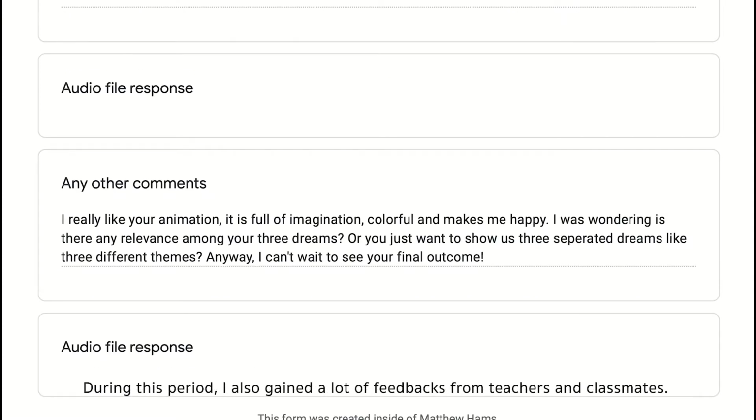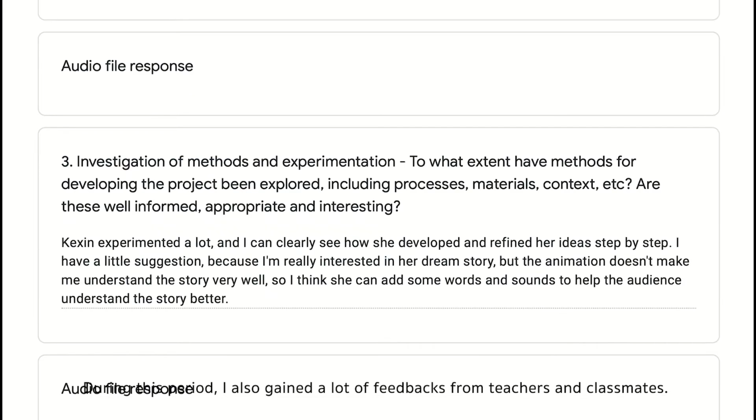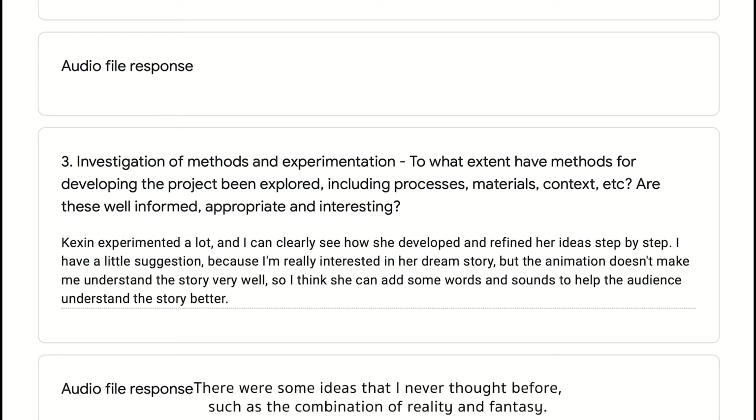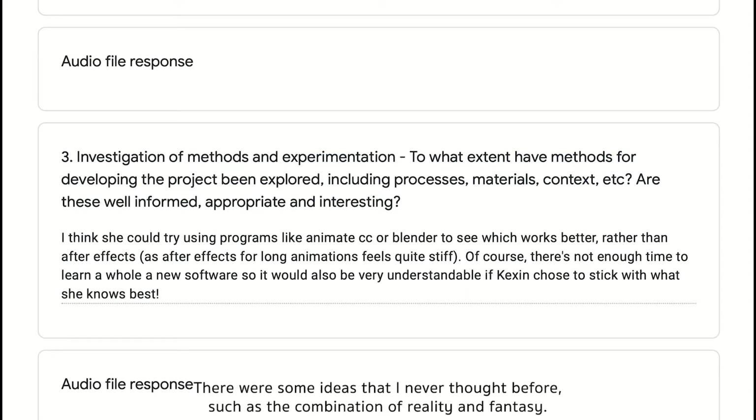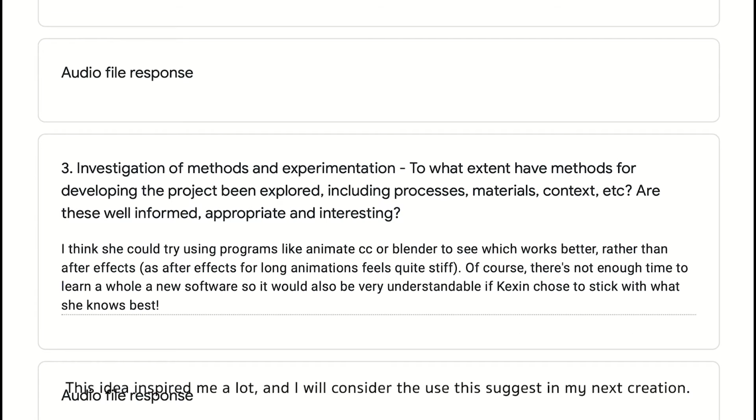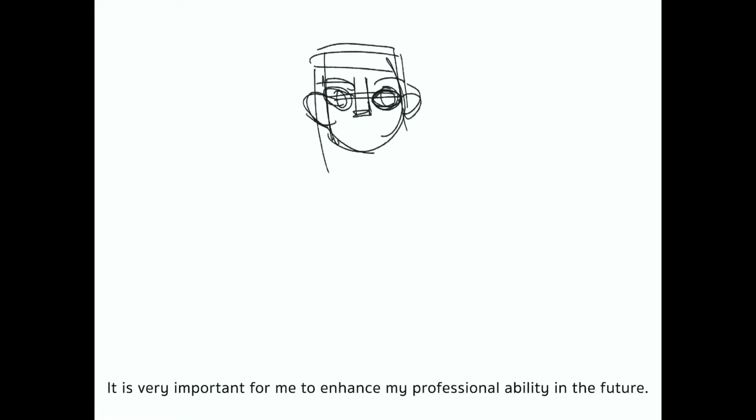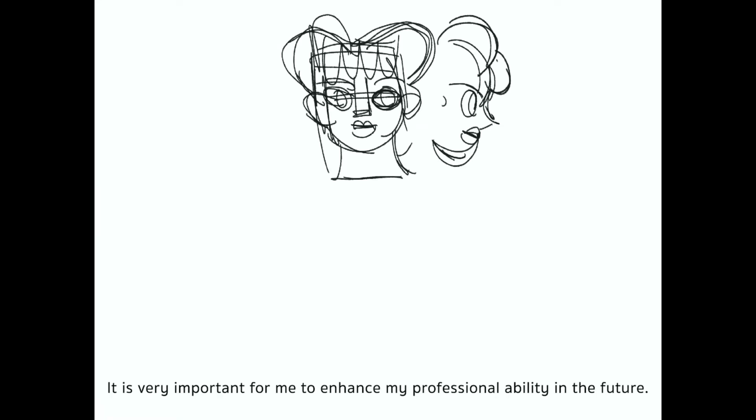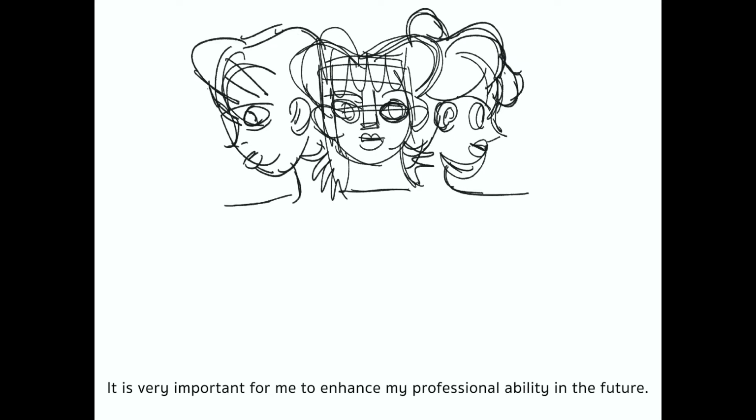During this period, I also gained a lot of feedback from teachers and classmates. There were some ideas that I never saw before, such as the combination of reality and fantasy. This idea inspired me a lot, and I will consider using this suggestion in my next creation. It's very important for me to enhance my professional ability in the future.